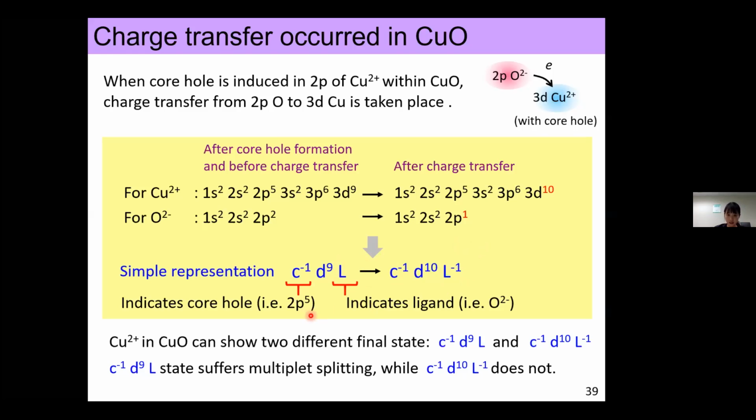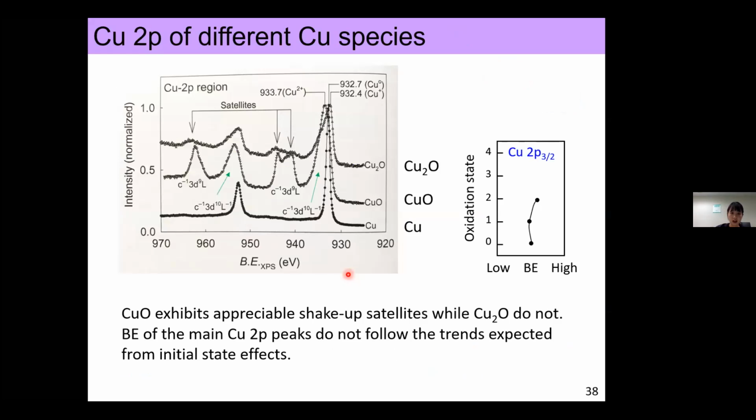Since this state has an unpaired electron, d⁹, only this suffers multiplet splitting. So that's why you have multiplet splitting for this state here, here, here, but you don't have multiplet splitting for this peak.